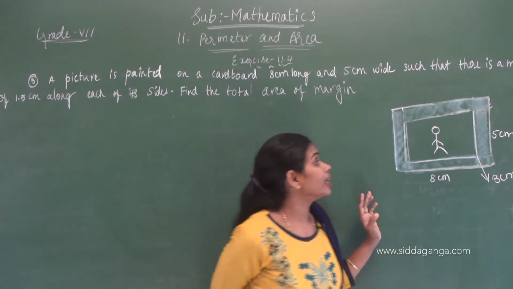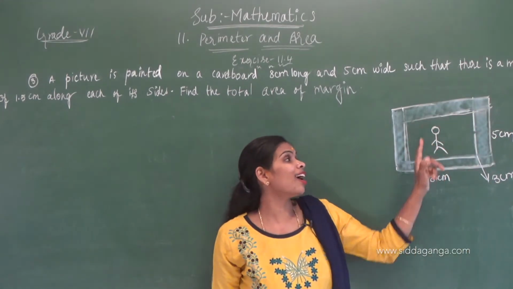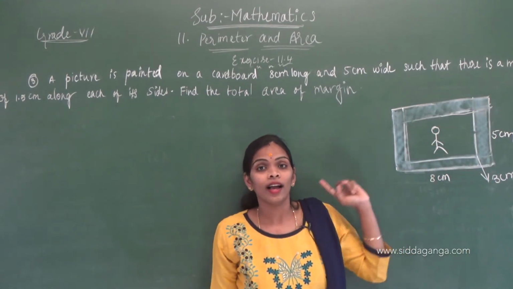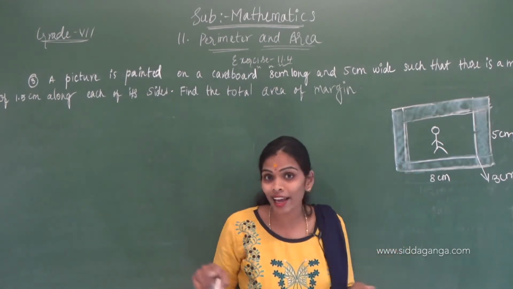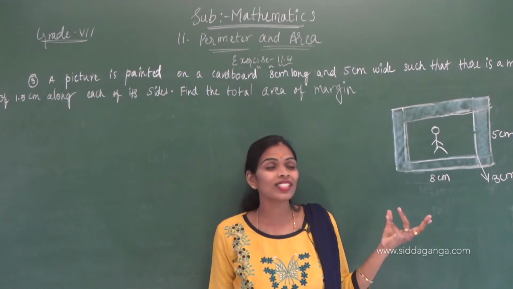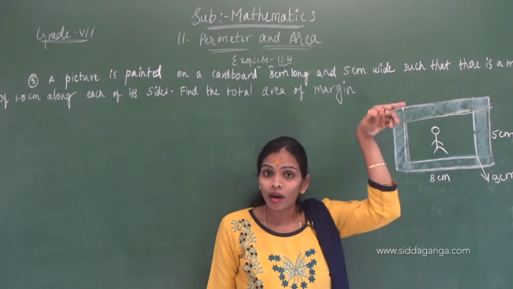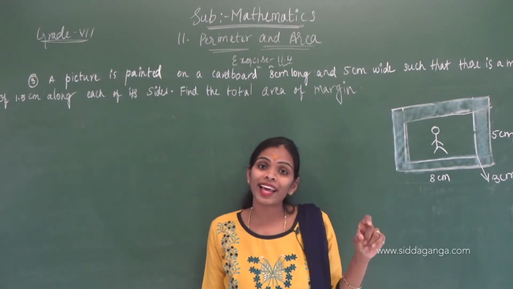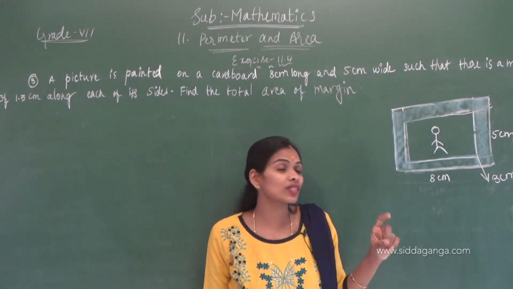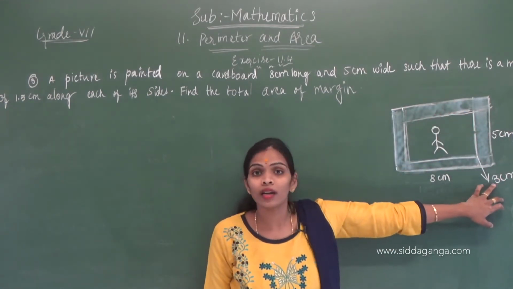See this carefully, whether they are giving the dimensions of the inner rectangle or the outer rectangle. One rectangular cardboard we have taken and a margin is constructed. A margin we always construct inside that cardboard, in the corner of the rectangular cardboard only. That's why I am constructing it like that, with 3 centimeters width.